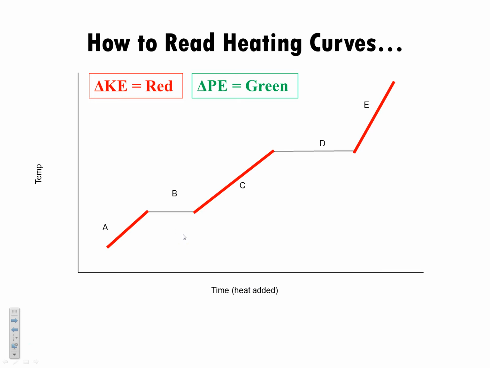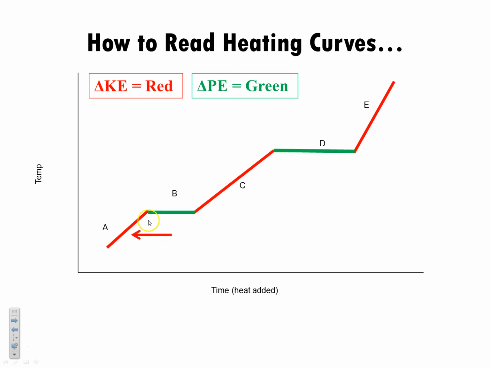So these three sections, there's a slope. That means the temperature is changing. If the temperature is changing, the kinetic energy is changing. The other two sections here, this is where it's flat. That means potential energy is changing. We're pulling the particles further apart. We're getting an increase in potential energy.